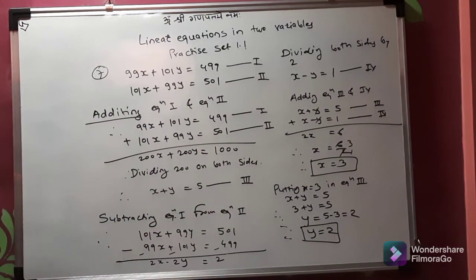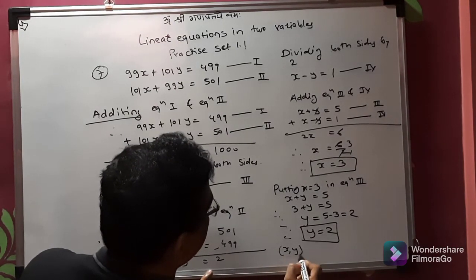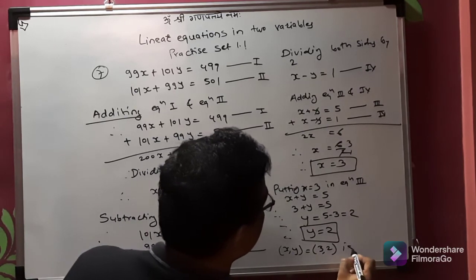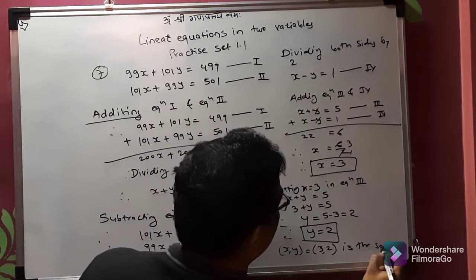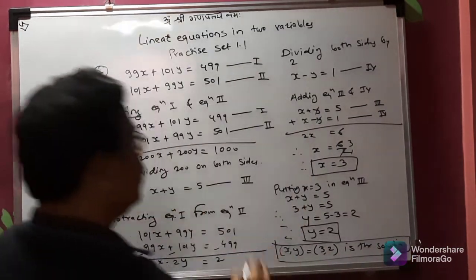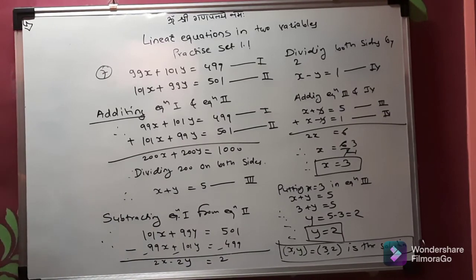So what is the answer? So we have to write the answer here. x comma y is equal to x value is 3 comma 2 is the solution. Now this is the answer of this problem. Hope you have understood it.